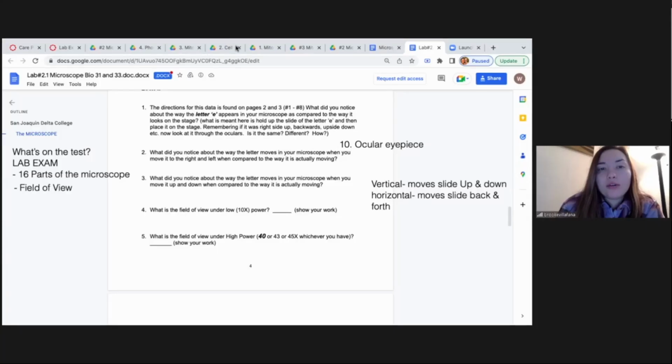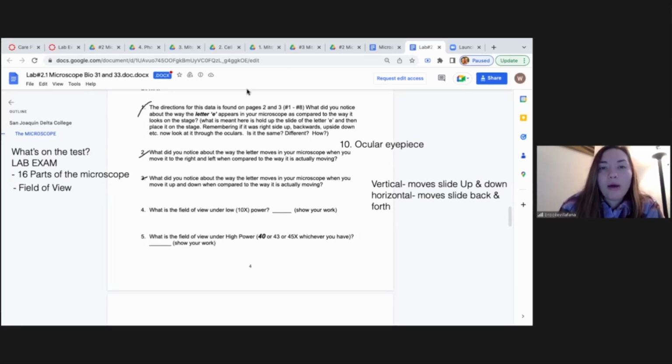What it looks like under the microscope. This one is, I would say, pretty easy to answer without assistance. So this is just kind of like a work question. So 2 and 3 are the same thing. So what is the field of view under low power? So this is going to ask us to use the field of view formula.